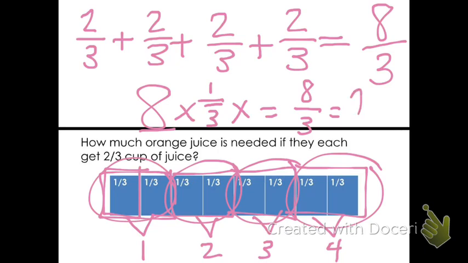Now I know how to change that into a mixed number as well. 3 goes into 8 2 times. Then I subtract out 2 groups of 3, 2 left over with 3 remaining. So they'd have 2 2/3 cups of juice for all of the 4 people if they each had 2/3 of juice.